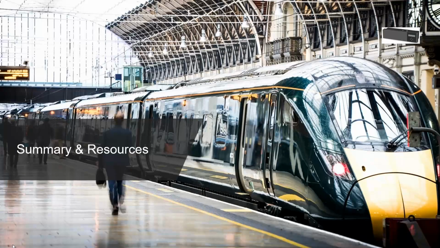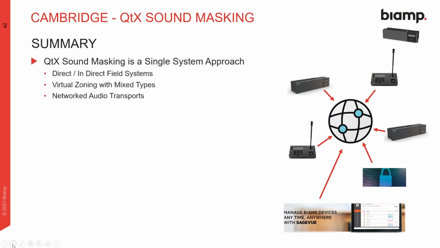To summarize, the summary of this platform in overview, these are the takeaways. We can do direct and indirect systems all in one platform. To digress just a little bit, for those of you that are familiar with our previous platforms, which is the QT Pro platforms and the Dynasound platforms, those have pretty much been end of life and have been combined into this one platform where we can do direct and indirect field systems all in one.